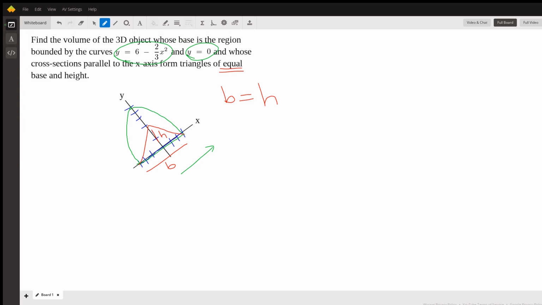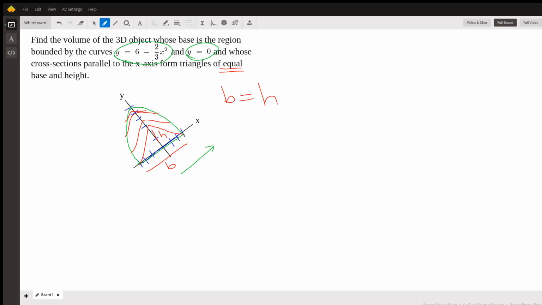So the way to wrap your mind around what this three-dimensional region is going to look like is it's a region that's defined over parabolic space and has these triangular cross-sections that are created such that the height and base of these triangles are equal to each other. Now that we have this picture in our minds of what this region looks like, we can start to set up an integral that represents the volume of this three-dimensional object.